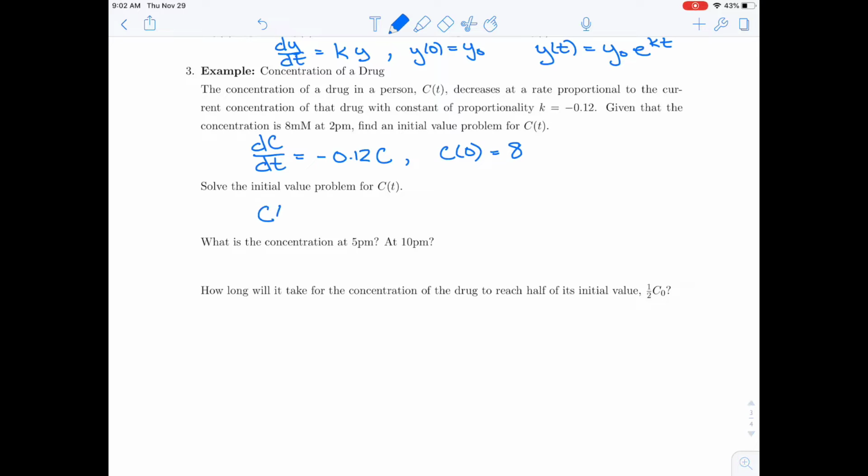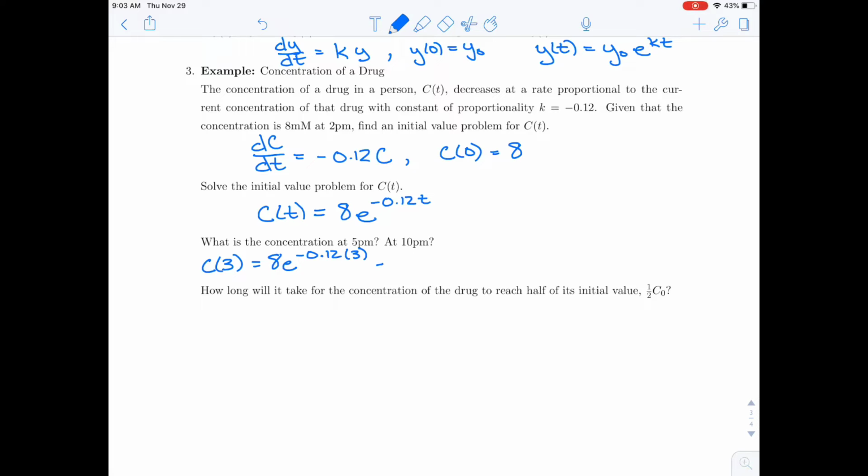The solution to this equation is C(t) equals 8, the initial condition, e to the negative 0.12, the constant of proportionality, times t. And this will describe the concentration of the drug over all time. For example, we can find the concentration at 5 p.m., which is 3 hours past 2 p.m. So C(3) is equal to 8 e to the negative 0.12 times 3.